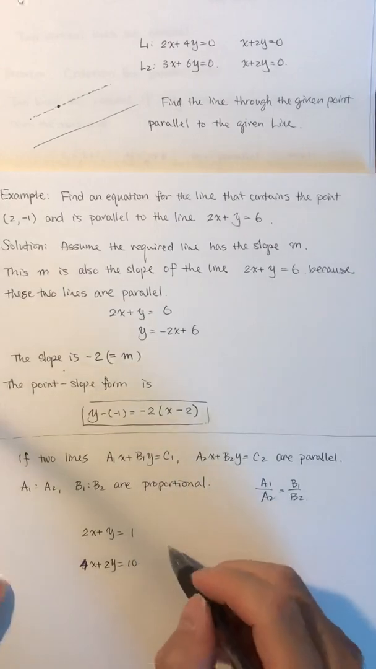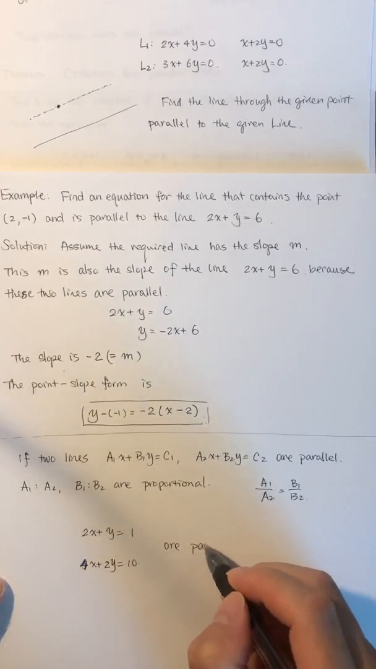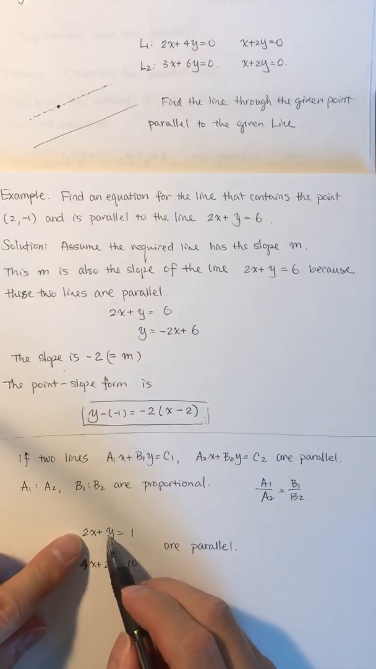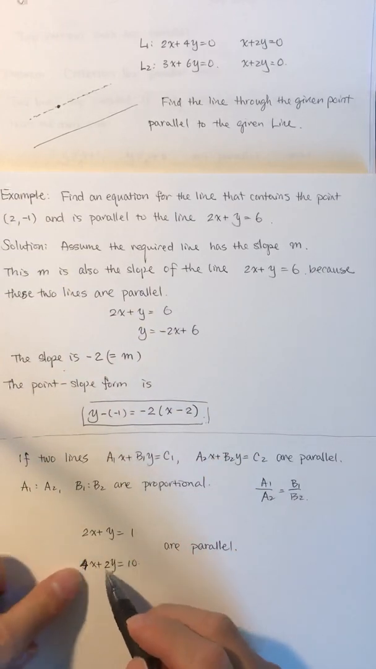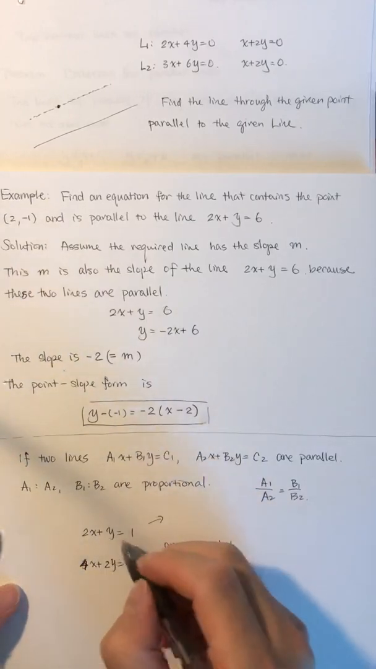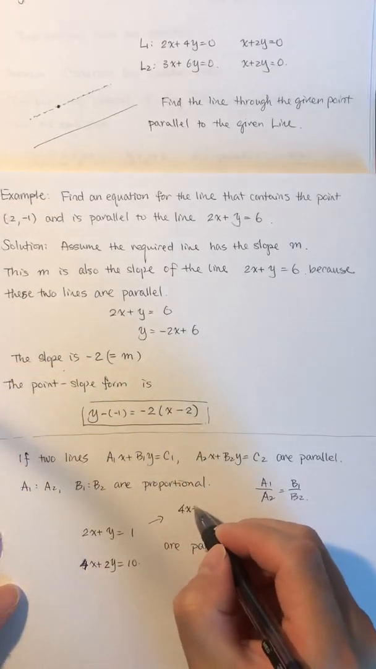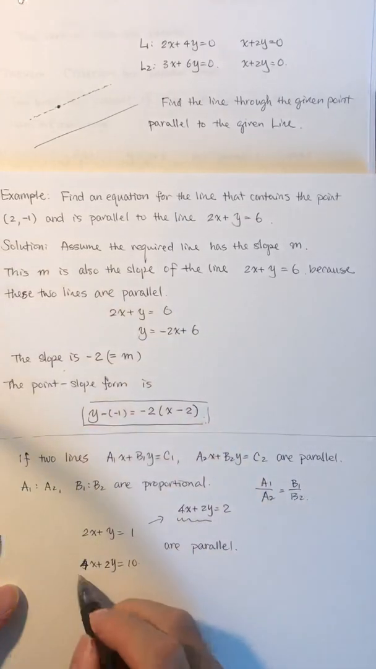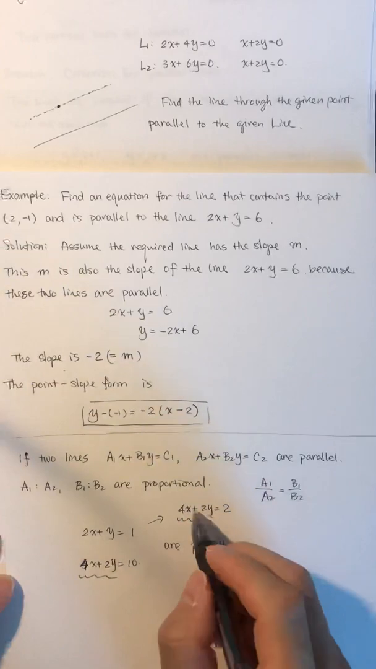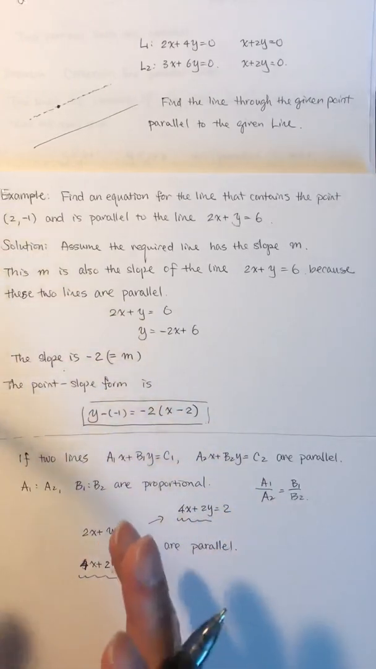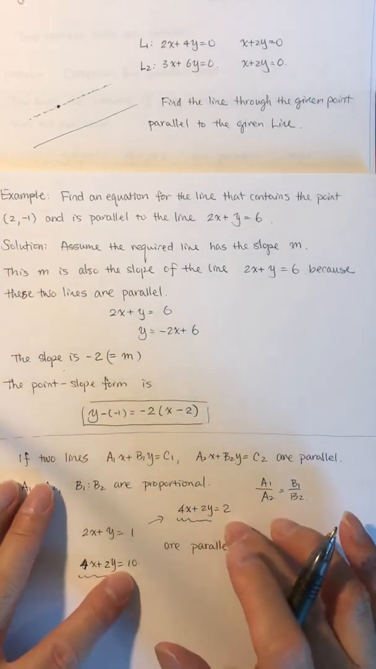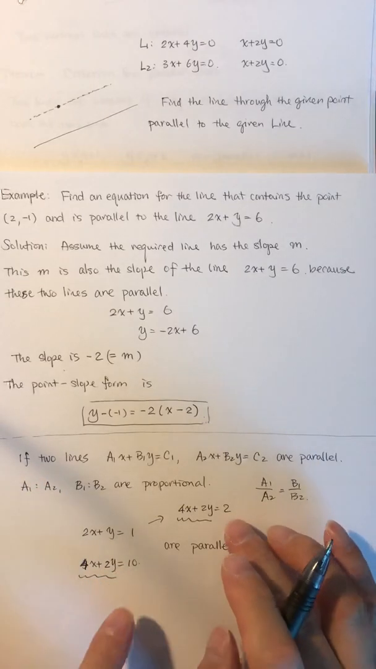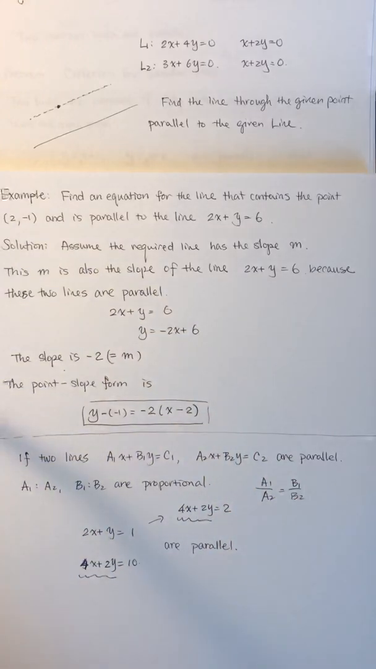Those two lines are parallel. The reason is that you just multiply the first line by 2, and you will get 4x plus 2y is equal to 2. Here you see that 4x plus 2y, 4x plus 2y, they share the same x and y coefficients but different c. Then these two lines are parallel.